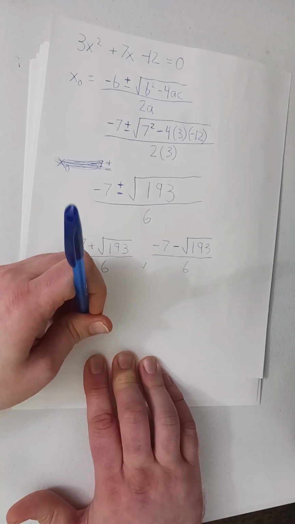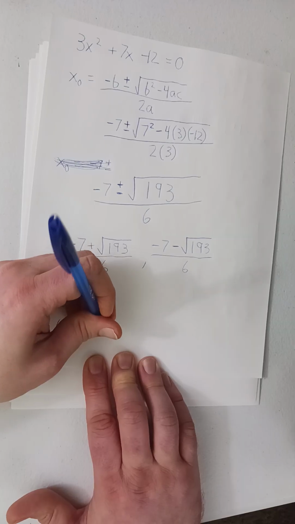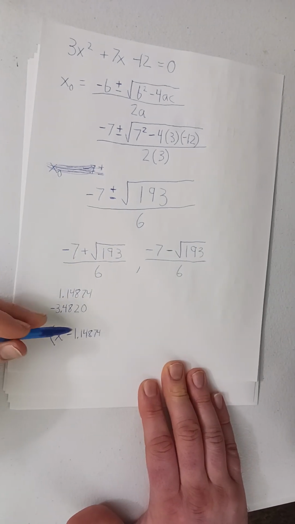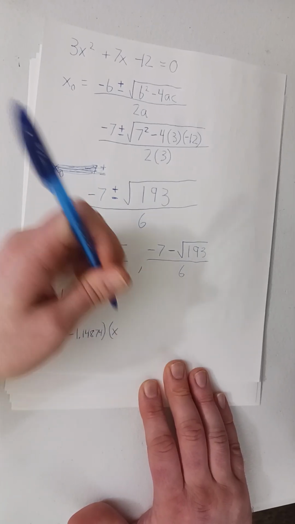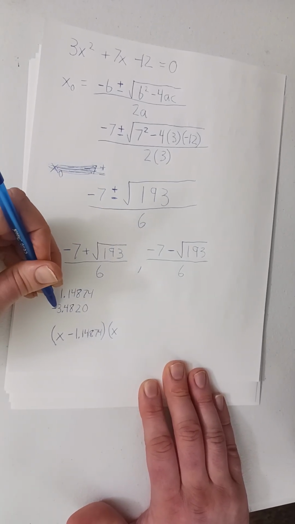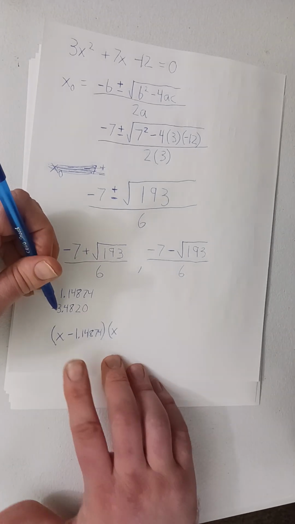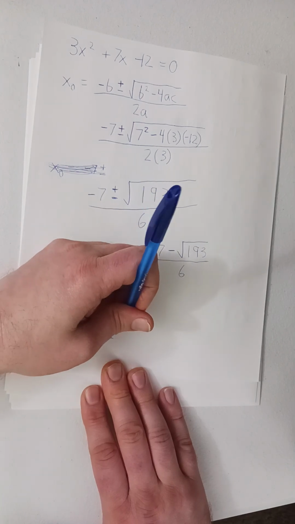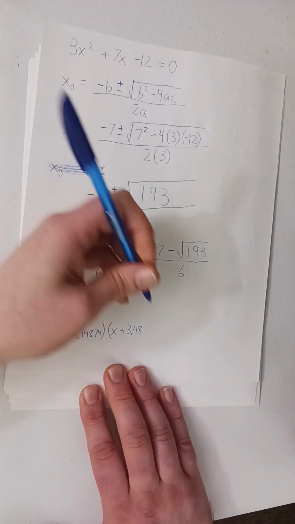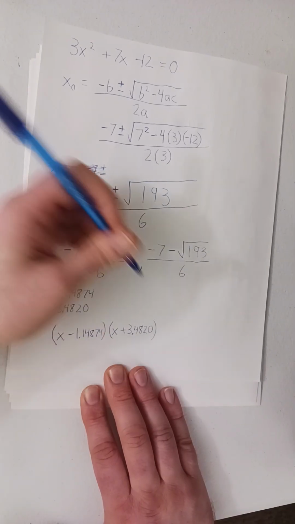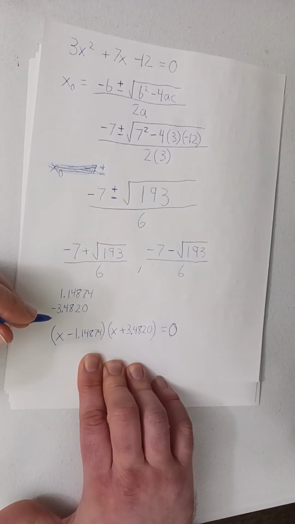1.14874, whatever. So we have to subtract that, and then times x plus, because this is the value x has to be, the value we have to add or subtract to it is going to be positive, right? So we're going to go x plus 3.4820. So this is what we would see.